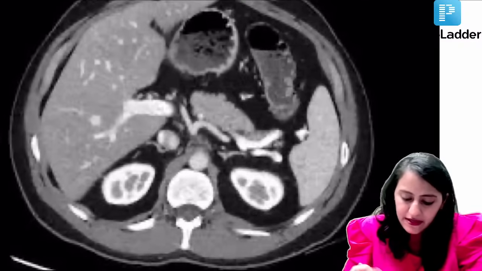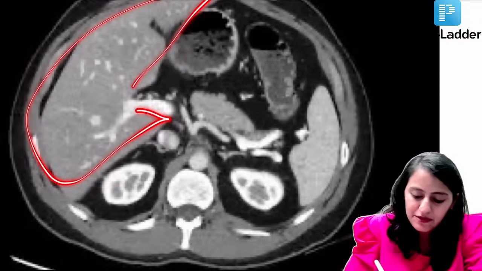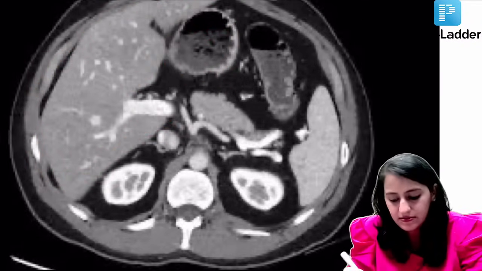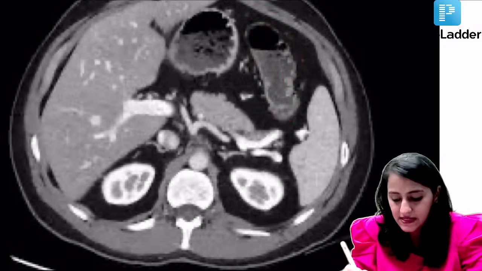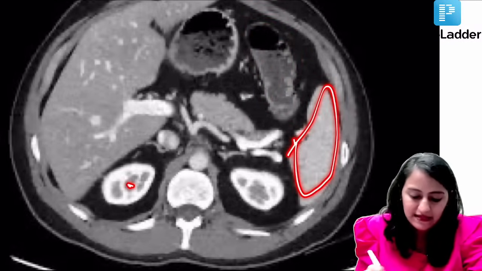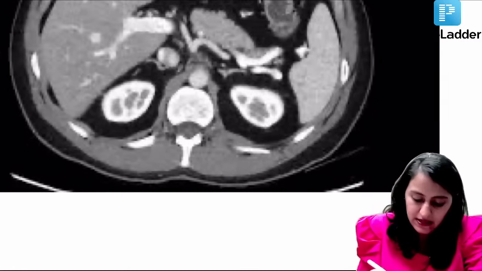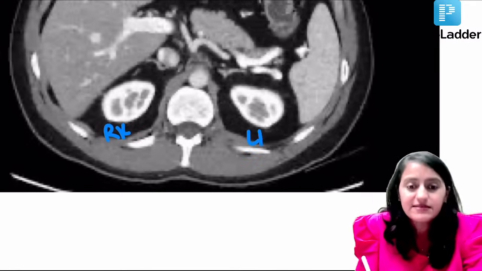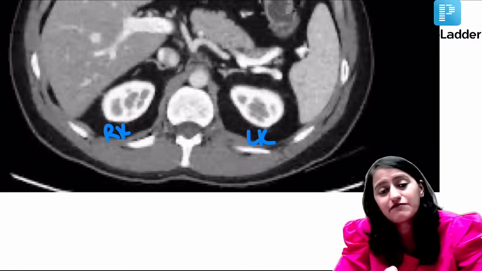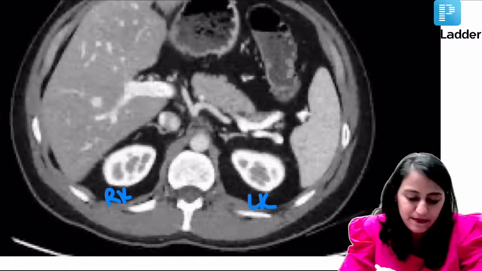Look at this one here. Again, this is the liver that you are seeing. To the left of it is the stomach, this is another bowel loop that you are seeing. This is the spleen, and these bilateral structures that you are seeing here, this is the right kidney. This is the left kidney. Do not get confused between right and left. Your right is patient's left.